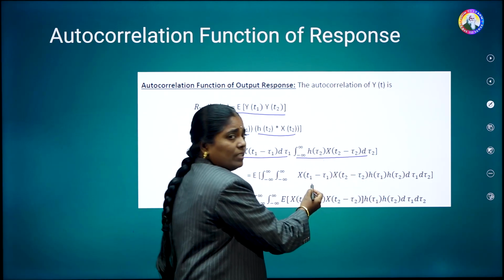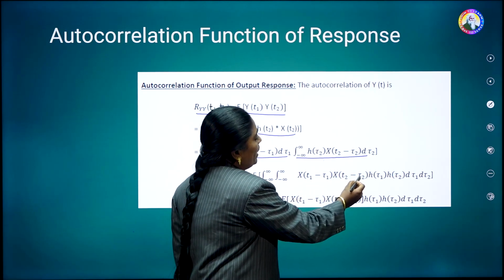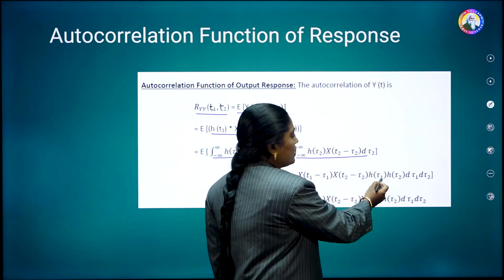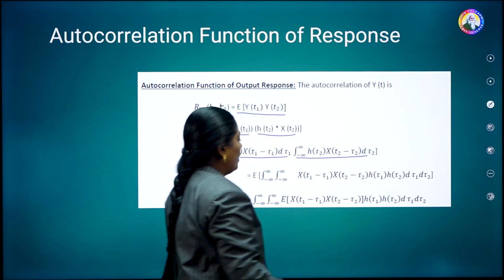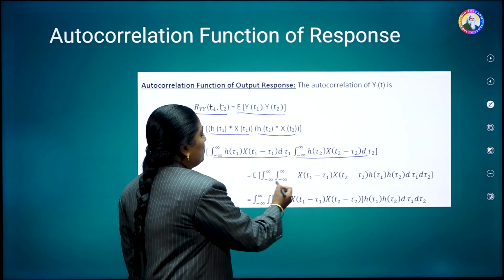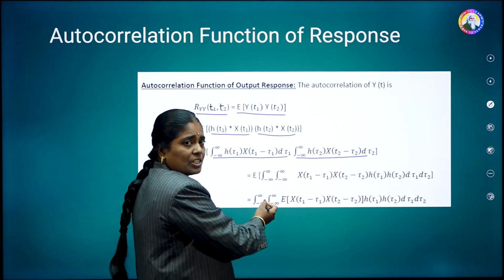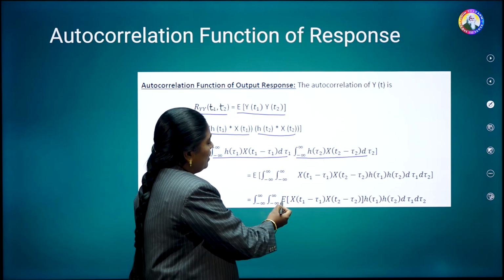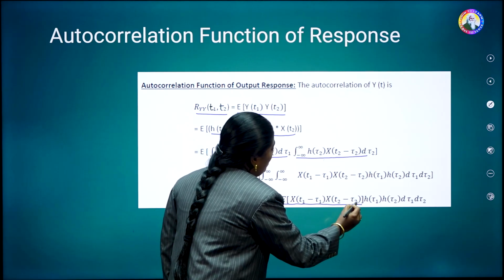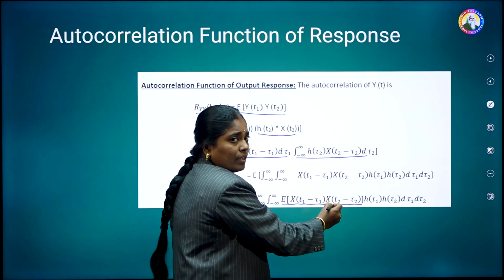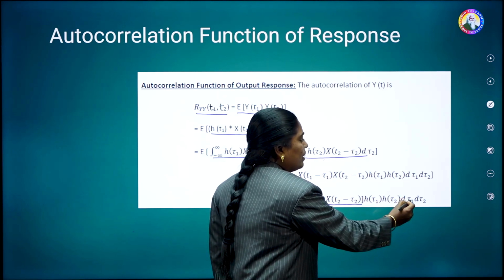Arranging the x terms here, x of t1 minus tau 1 into x of t2 minus tau 2 whole into h of tau 1 into h of tau 2 d tau 1 d tau 2. Now, apply expected value for this random process x of t. Therefore, this can be written as double integration from minus infinity to plus infinity of expected value of x of t1 minus tau 1 into x of t2 minus tau 2 into h of tau 1 into h of tau 2 into d tau 1 d tau 2.